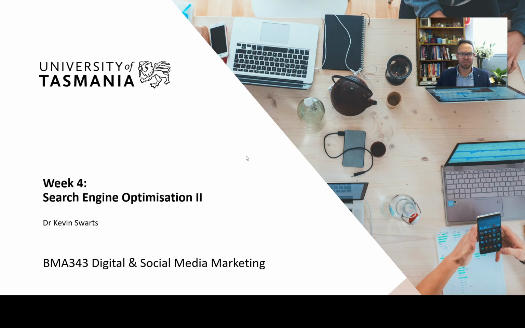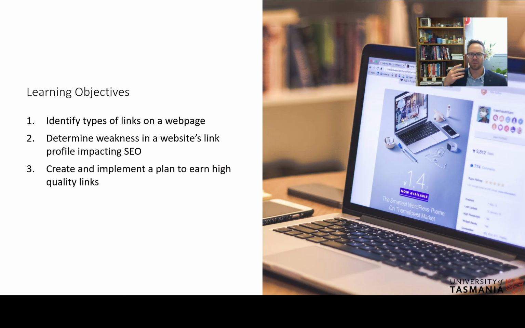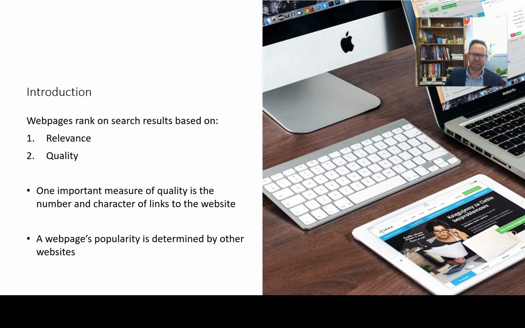Okay, search engine optimization lecture series 2. Right, so this one I'm going to quickly look at links, popularity metrics, link building and content marketing. The objectives for this lecture series are, first of all, identify the types of links on a web page, determine weaknesses in a website's link profile and how that impacts search engine optimization, and create and implement a plan to earn high quality links.